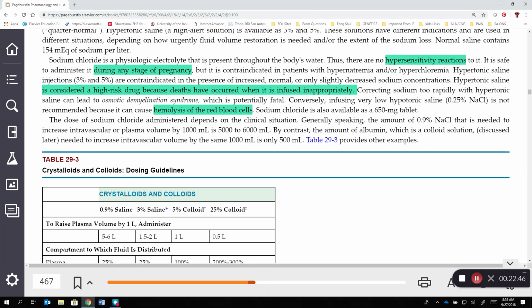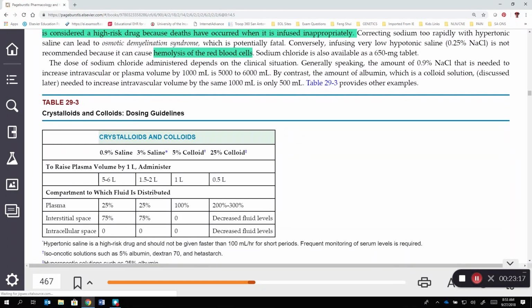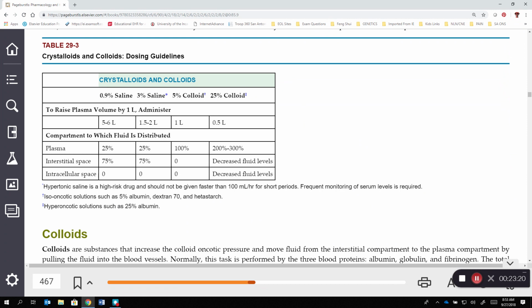The dose of sodium chloride, so how much your patient is going to get, depends on the clinical situation, and it can change throughout the patient's course of events. Generally speaking, the amount needed of normal saline, 0.9% NaCl, is whatever we need to increase intravascular or plasma volume. We do it by liters. So 1 liter is 5,000 to 6,000 mLs of plasma volume. And then it goes on to talk about albumin, which we're not covering right now.